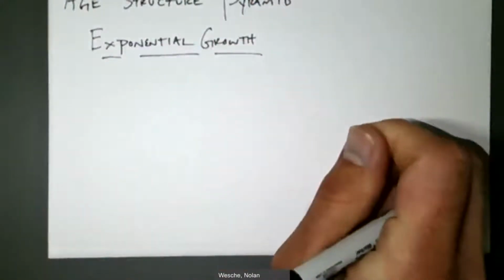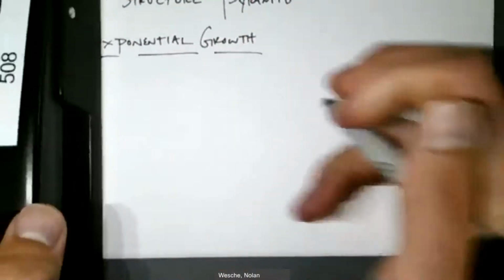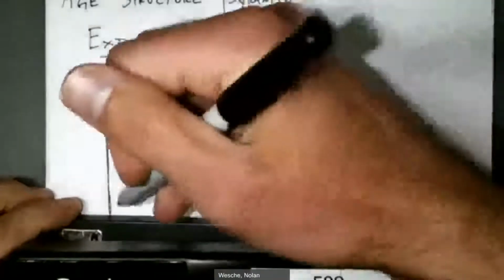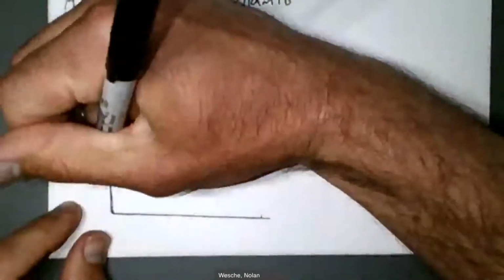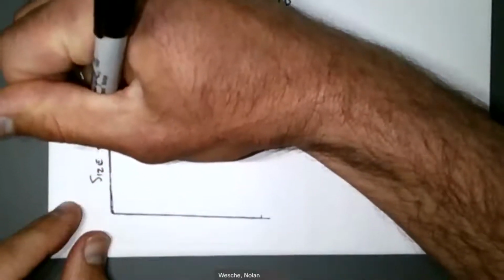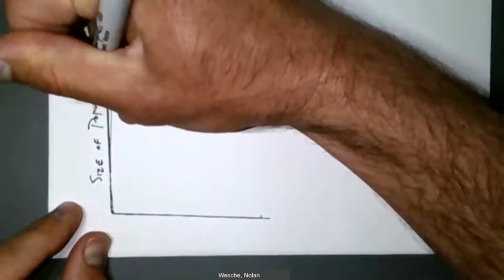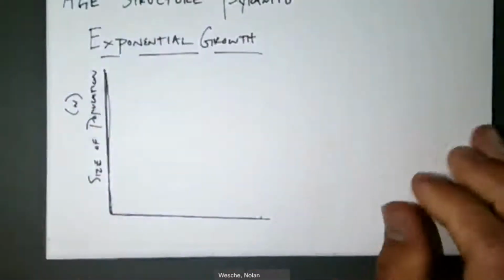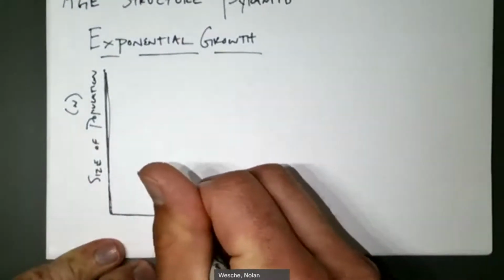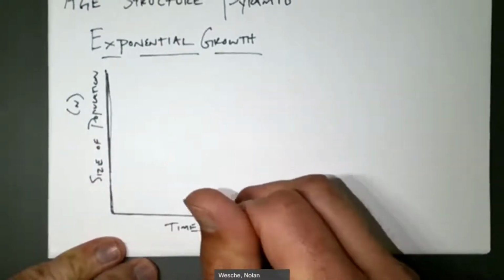Exponential growth. We're going to go ahead and graph this out so we can see it. So here's my y-axis. Here's my x-axis. And I'm going to have the size of the population over here. Sometimes we'll just use a variable n for that. We'll have time, or t, down here.